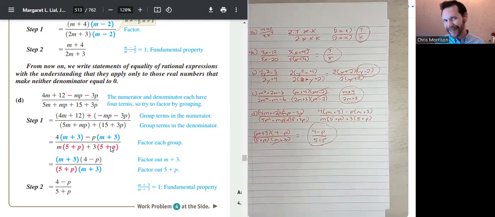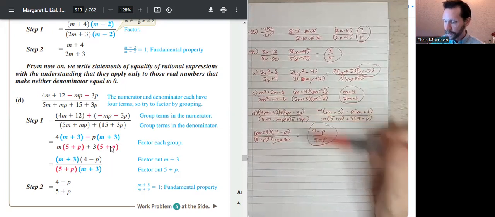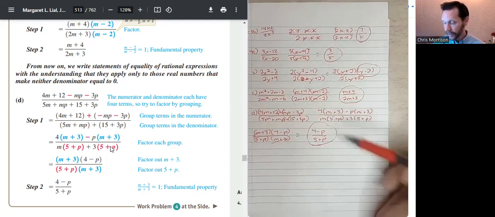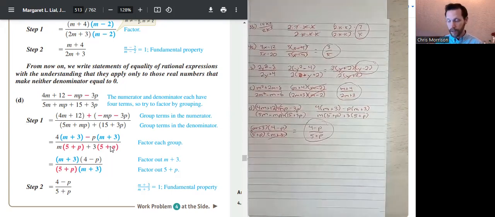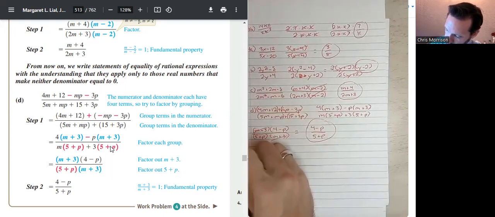Okay. Lots of steps, but I don't think any of it is something that you can't do. It's just a matter of grouping them, factoring it out. Once you've factored out, you've got to remember this little step right here. Combine your groups and then cancel out what you have in common. Let's move on now to example 5.